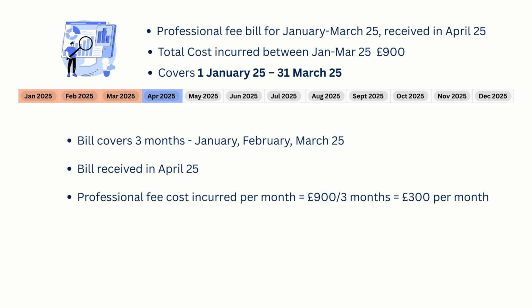Now let's look at a professional fee covering January, February and March 2025. The total cost is £900 and the invoice is received in April. The cost is spread evenly over 3 months, so £300 per month is incurred. In each month, we recognise £300 in the profit and loss and increase the accrued expense on the balance sheet.